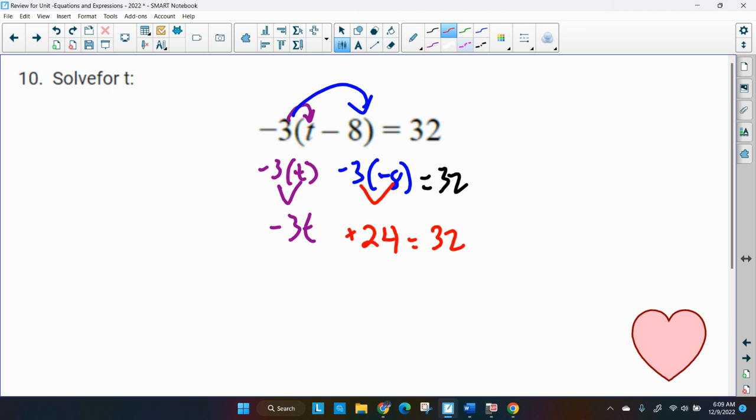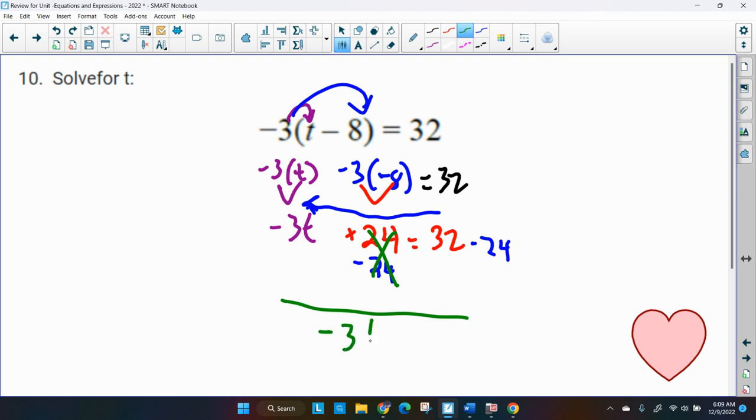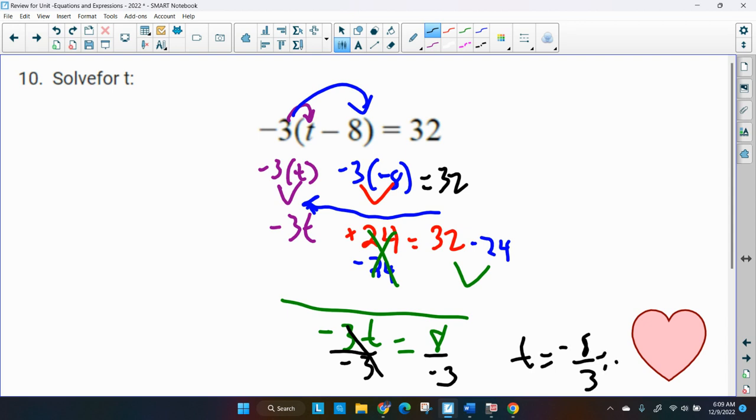So let's see, what do we got here? Let's do the opposite, because we're supposed to work backwards. So instead of adding 24, I'm going to subtract 24 from both sides. That way the 24s will be canceled out on the left side, leaving me with a negative 3T. And that equals 32 minus 24, that's 8. Let me divide both sides by negative 3. And that'll give me T is equal to negative 8/3, or negative 2 2/3. So there is our answer. Negative 2 2/3, I like.